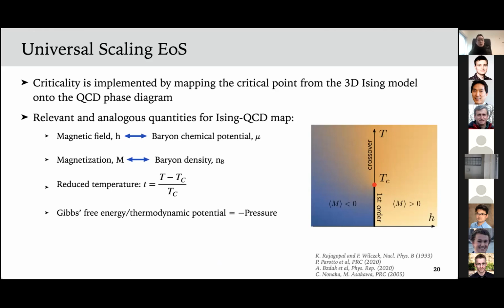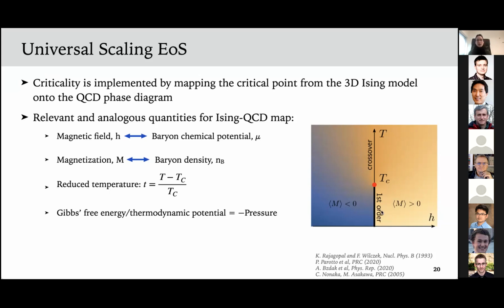So the criticality is actually implemented by relying on the principle of universality classes. The critical point for QCD has been shown to be in the same universality class as the 3D Ising model. So this was a natural choice for our critical point in the phase diagram and implementation of that into our model.